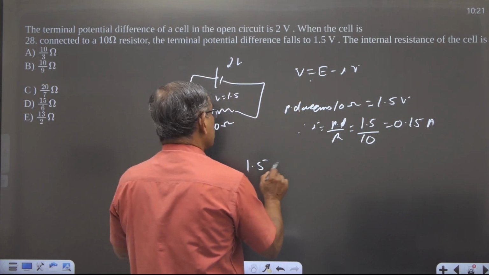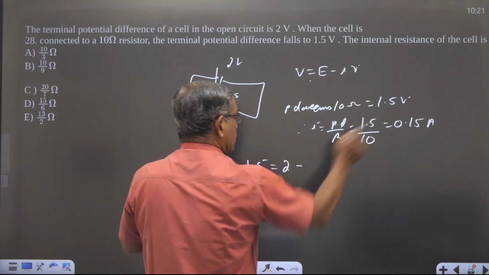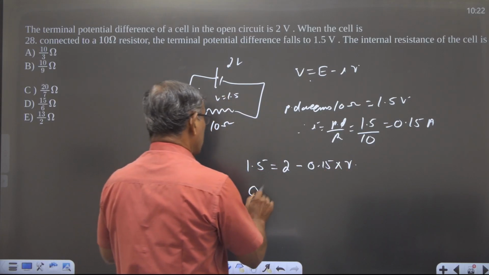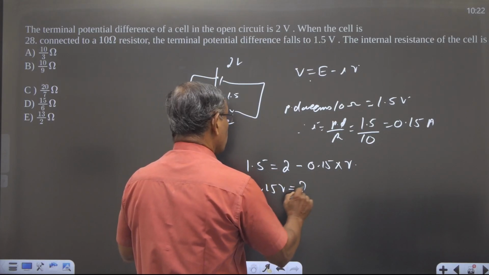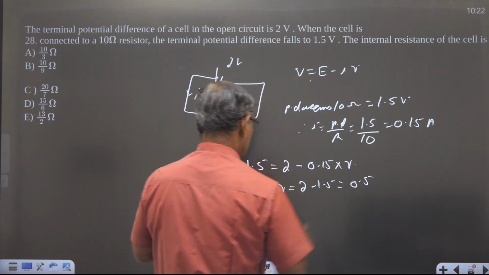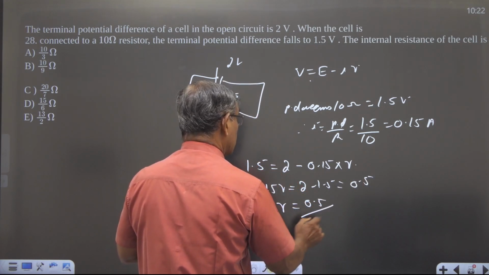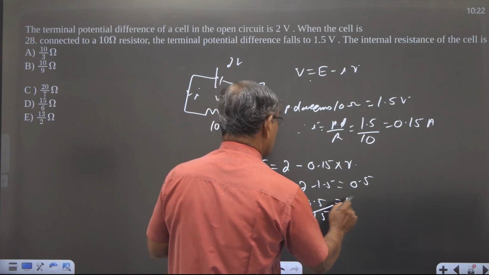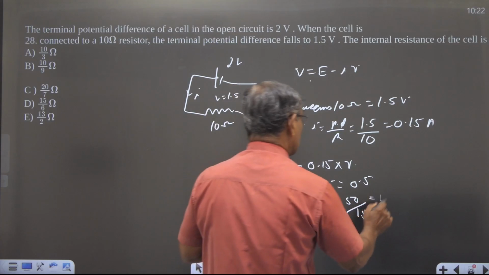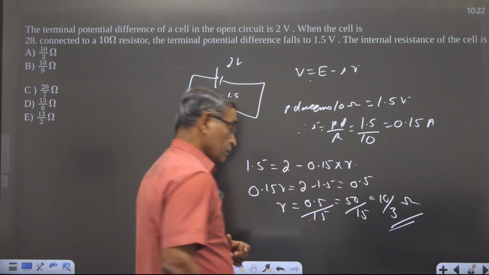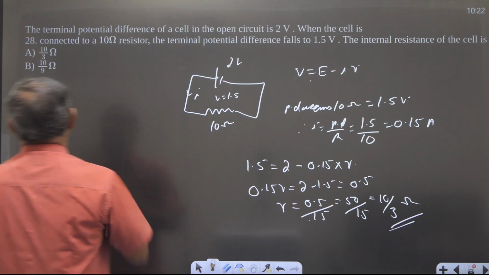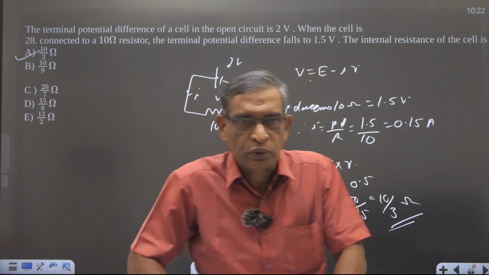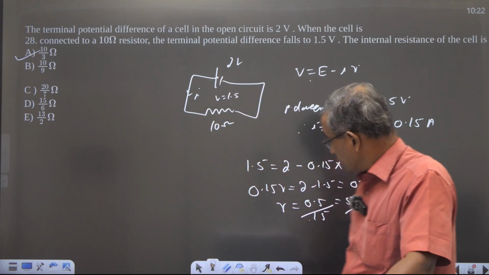Then straight away go here. V is equal to 1.5 is equal to 2 minus I, 0.15 into r. r is the internal resistance. So 0.15 r is equal to 2 minus 1.5 is equal to 0.5. That r is equal to 0.5 by 0.15. It's equal to 50 by 15, 10 by 3. So internal resistance is equal to 10 by 3 ohm. Direct application of Ohm's law. Shall I go to our next question?